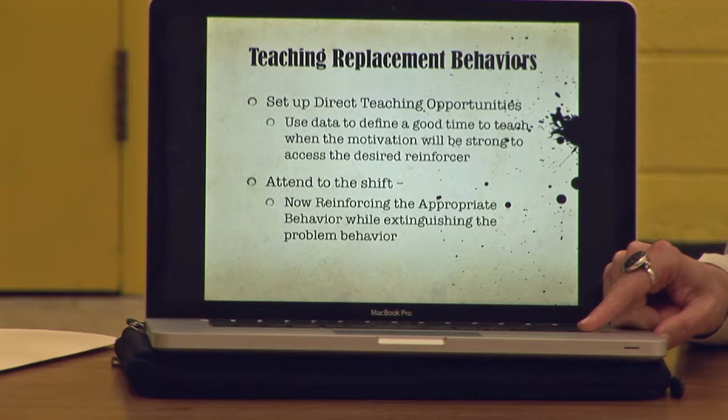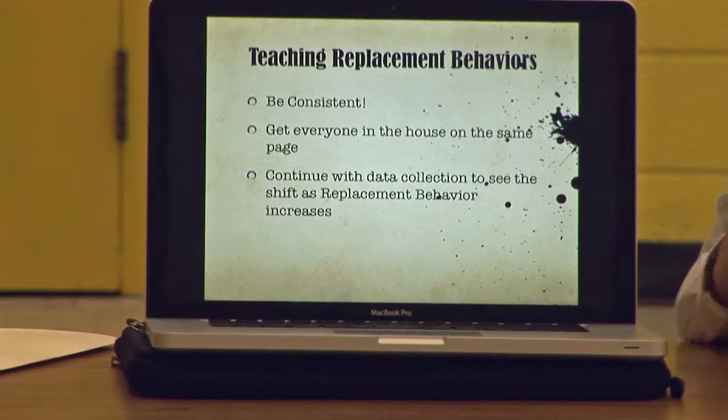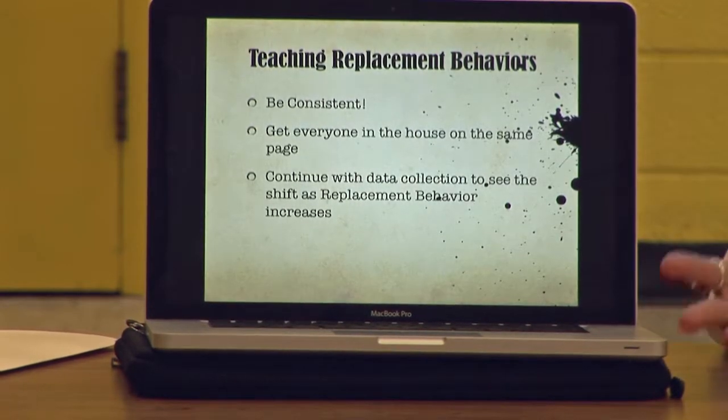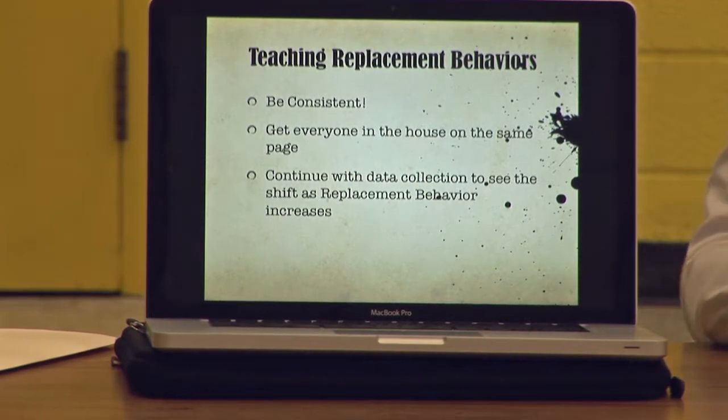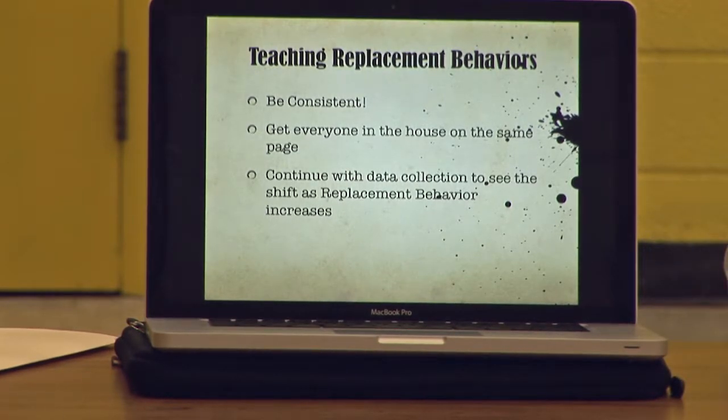Okay, so the next slide talks a little bit about, we've already addressed some of this, being consistent, everyone in the house on the same page. But the important part is to continue with your data collection. The sheet in the back that we first went over is really just used for one or two weeks. It's for the assessment.